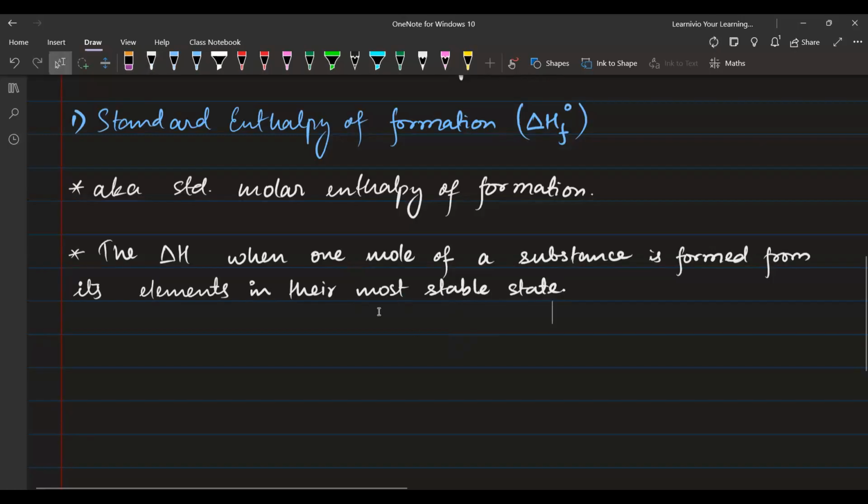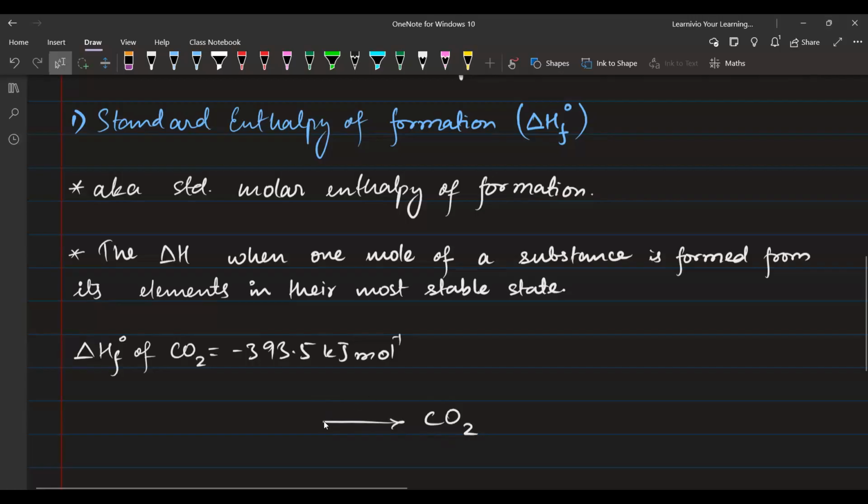What does this mean? For example, if I want to talk about delta H f naught of CO2, it is given as equal to minus 393.5 kilojoule per mole. This information is given, which means they are talking about a reaction. Delta H naught formation is given, so what is getting formed? CO2, carbon dioxide. Okay?